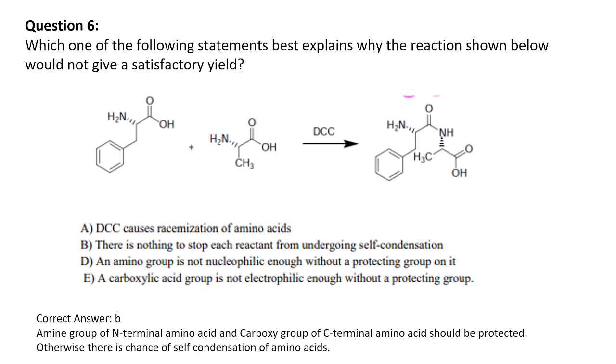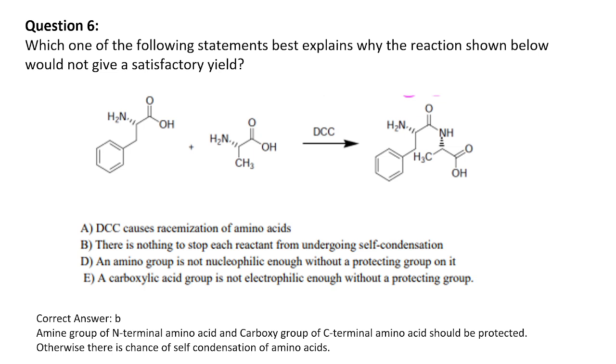So for that, if you want to couple the amine of this and the carboxylic acid of this, then you need to protect this one and protect this one: the amine of phenylalanine and the carboxylic acid of alanine should be protected, and then only it will give efficient coupling, because there will be only one acid group and one amine group to couple with each other. So that's what the option says.